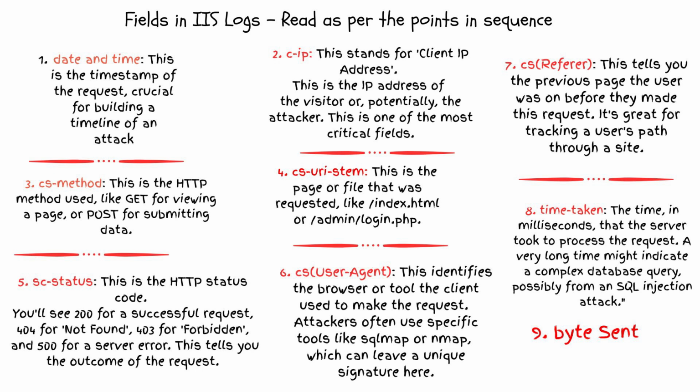Next is the user agent. This identifies the browser or tool the client used to make the request. Attackers often use specific tools like sqlmap or Nmap, which can leave a unique signature in the user agent field. Next is cs-referer. This tells you the previous page the user was on before they made this request. It's great for tracking a user's path through a site. And the last is time-taken. This is the time in milliseconds that the server took to process the request. A very long time might indicate a complex database query has been triggered, or possibly a SQL injection attack.